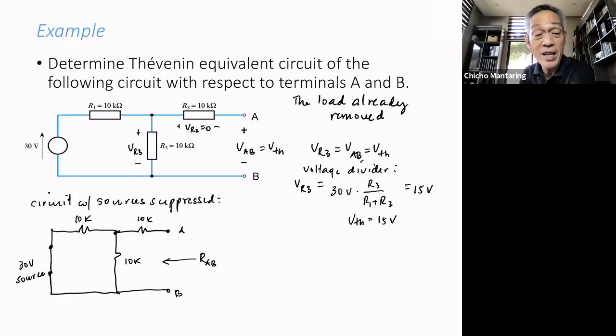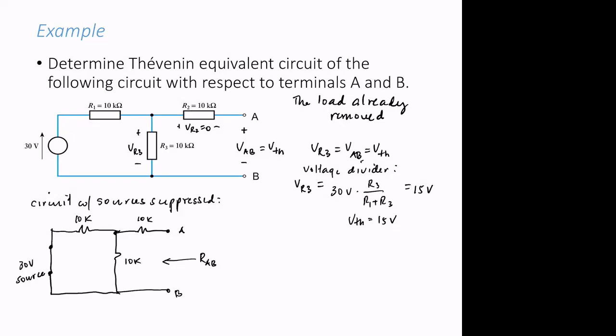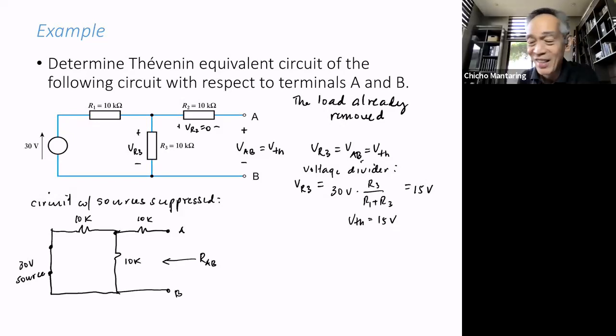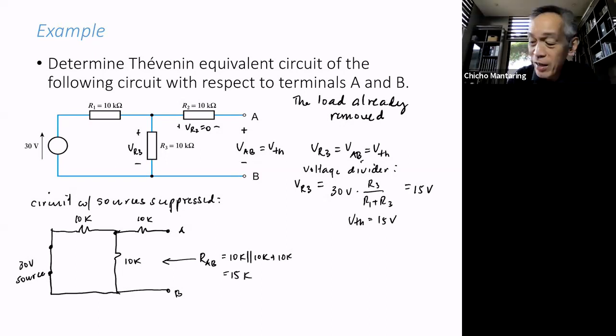What is the value of RAB? Anyone? Very, very quickly. 15 po. 15K. Yeah, that's right. Yun yung mga tipong quiz sa UVLE, no? Bibigay sa iyo ng circuit and you're expected to be able to answer it in 1 minute. Because what is RAB? RAB is just 10K in parallel with 10K plus 10K. So this is just 15K. Recognize that these two are in parallel, and then that's in series with this. So that's 15K. So finally, what is my Thevenin equivalent?